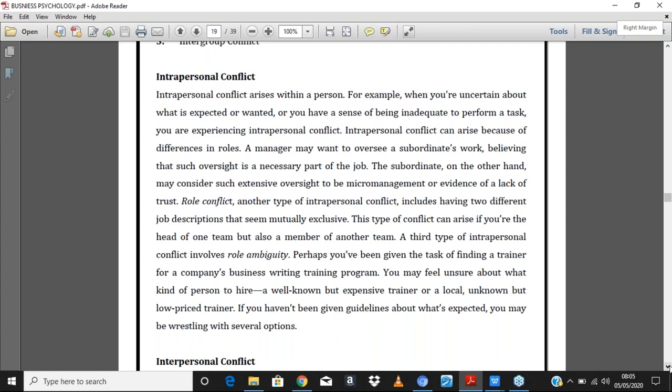This type of conflict can arise if you are the head of a team, but also a member of another team. Another type of intrapersonal conflict is role ambiguity. Ambiguity means when something is not clear, not certain, when you're not sure of how to go about it. Perhaps you've been given the task to carry out a responsibility and it's not cleared out. You could have agitations, or you're trying to figure it out and you'll be having issues within yourself. That is called an intrapersonal conflict.